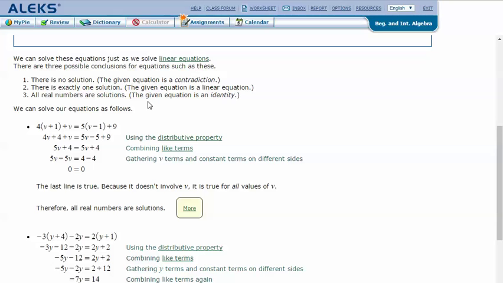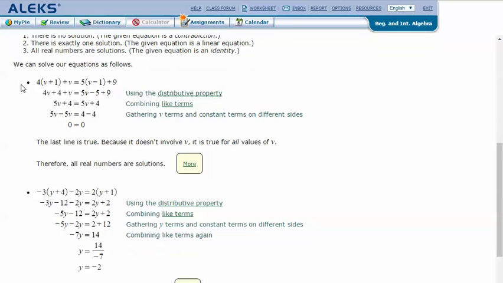The third option is all real numbers are solutions. It says the given equation is an identity. And so if we get an answer that's true, like 4 equals 4, that's a true statement, so we would mark all real numbers are solutions, because we could get 4 equals 4, 5 equals 5, 6 equals 6, whatever. And so it's different from solving for a variable where v equals 5. That's just one solution. But basically, a true statement would be all real numbers, and a false statement, like 3 equals 4, we would mark no solution.